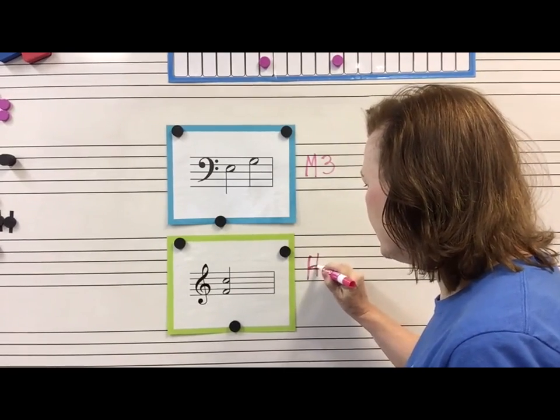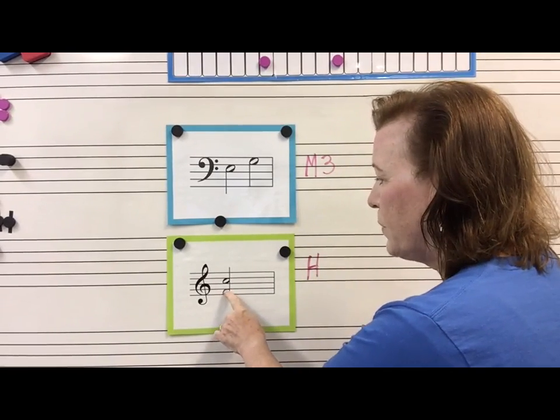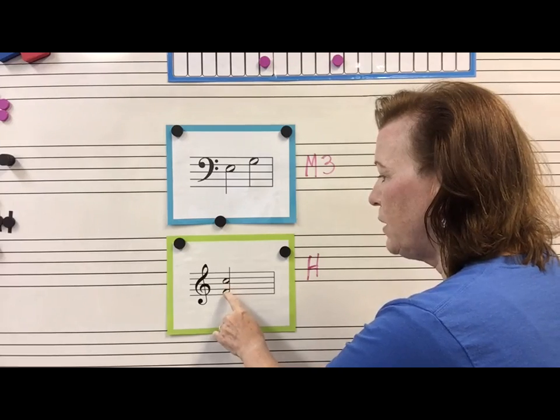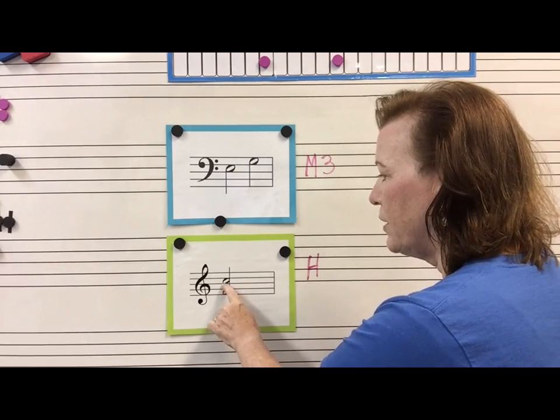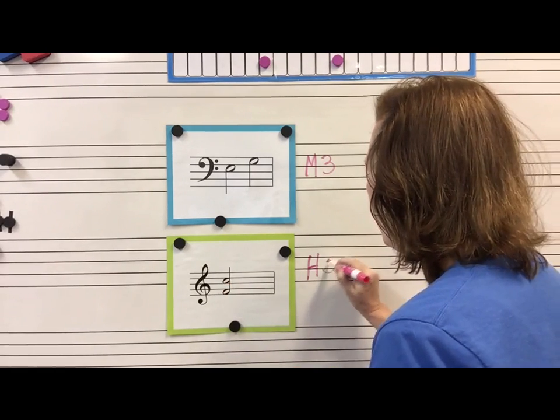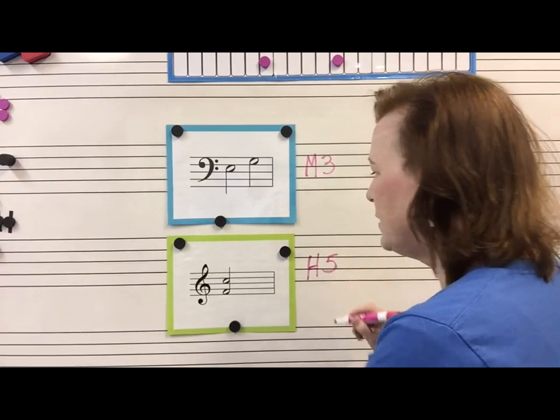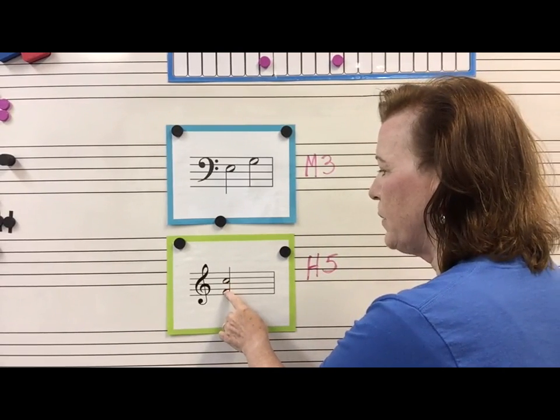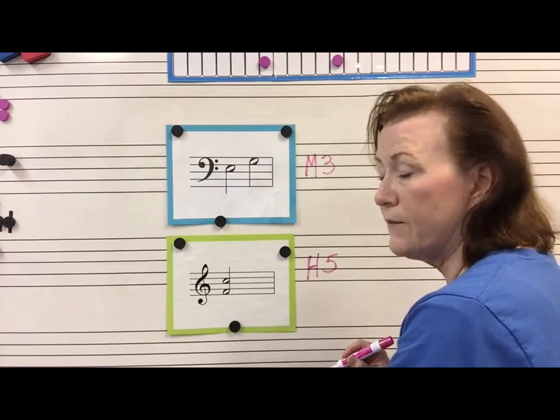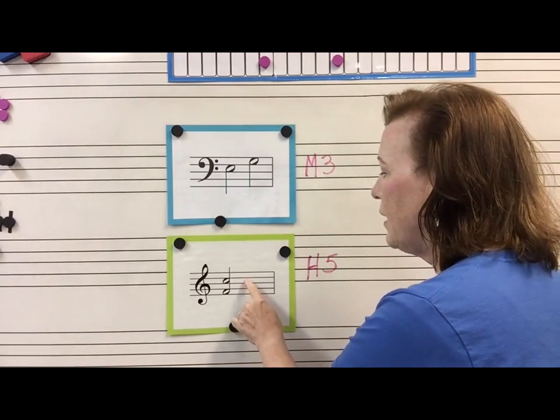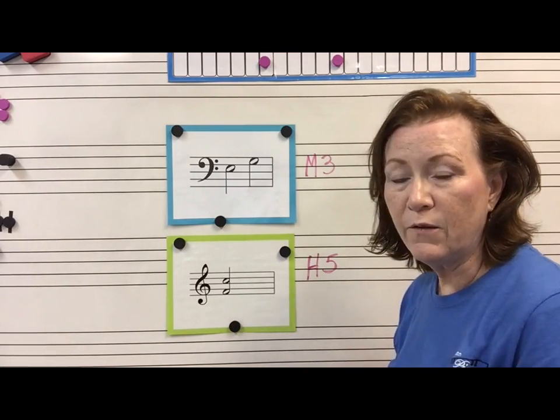What interval is this one? Space to space with a space in between. 1, 2, 3, 4, 5. This would be a fifth. And anytime we have two notes that are a space to space with a space in between, that is a fifth. Also, line to line with a line in between is also a fifth.